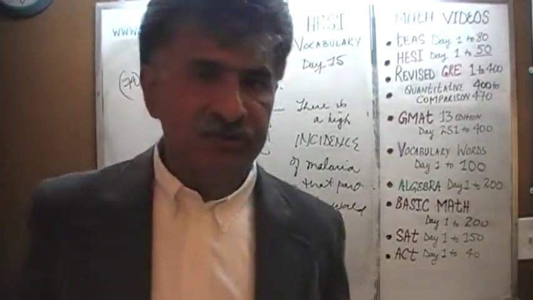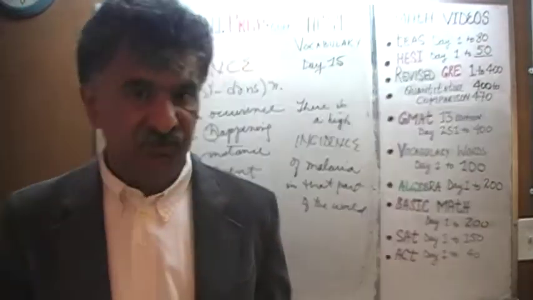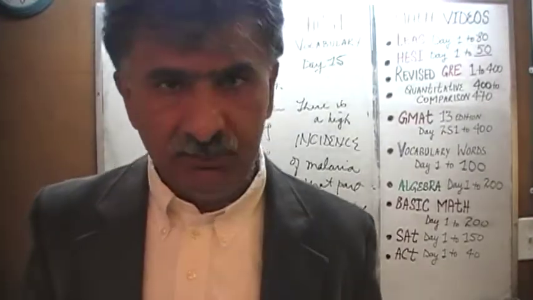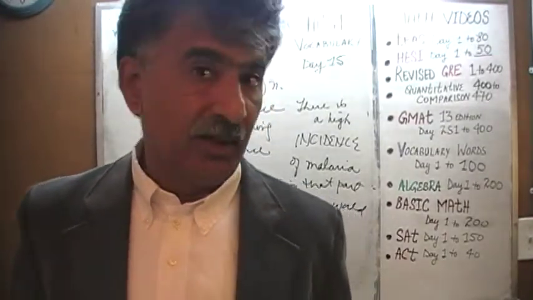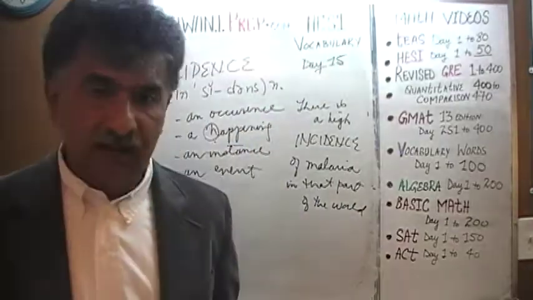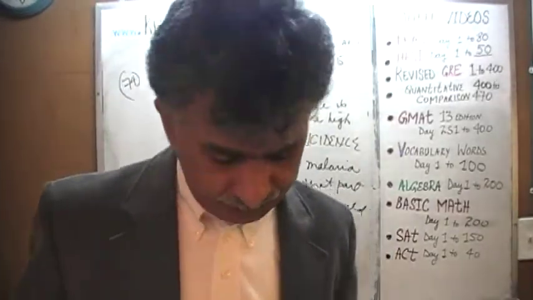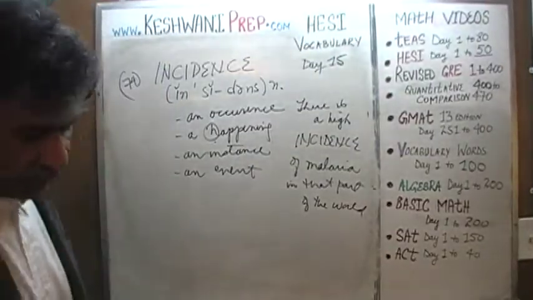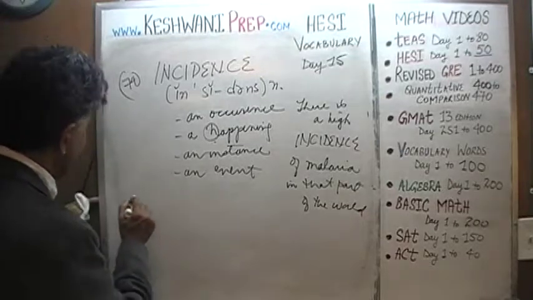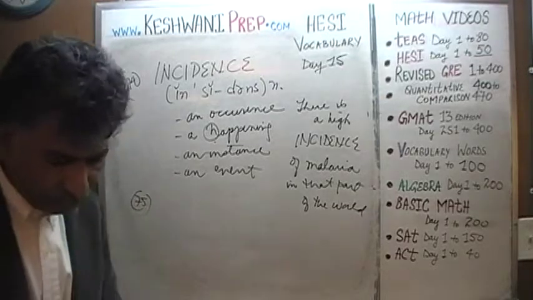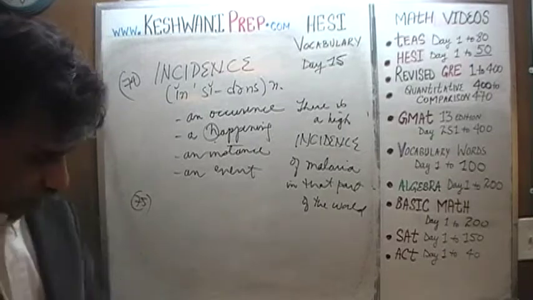There seems to be high incidence of malnutrition. There seems to be high incidence of obesity in that part of the world. There are a lot of people who are obese. High incidence of obesity. Let's move on then. Next word we have is number 75. The next word we have is infection.